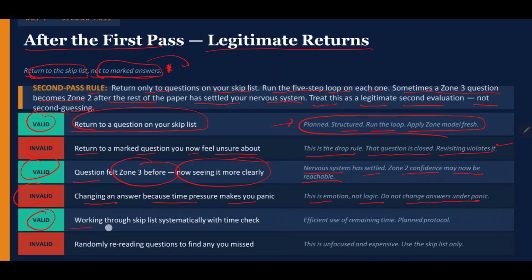Valid: working through the skip list systematically with a time check. Efficient use of remaining time. Planned protocol. Invalid: randomly rereading questions to find any you missed. This is unfocused and expensive. Use the skip list only. So a second look at a zone 3 question is valid. A second look at a marked answer is not.